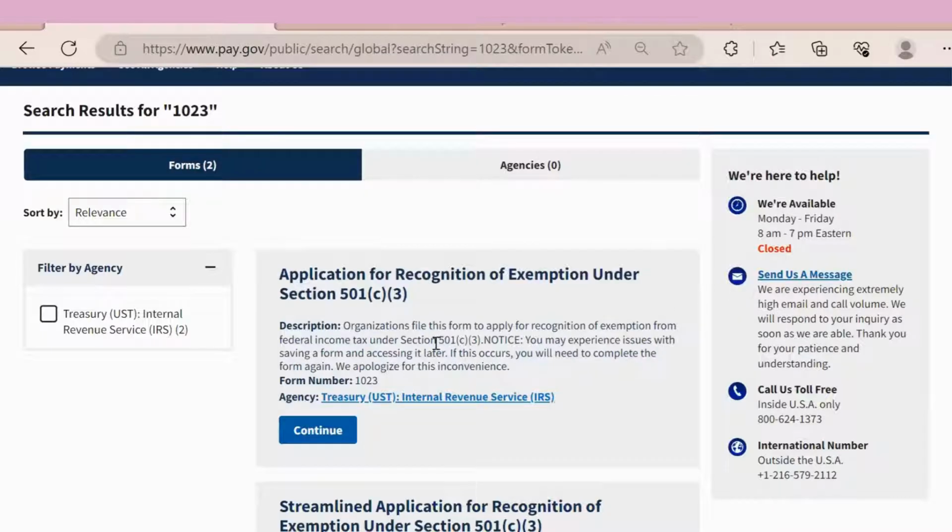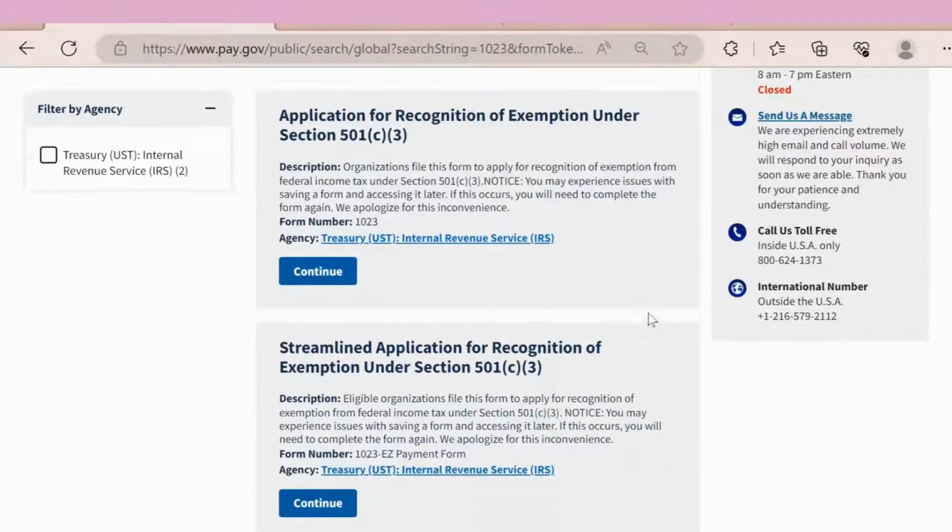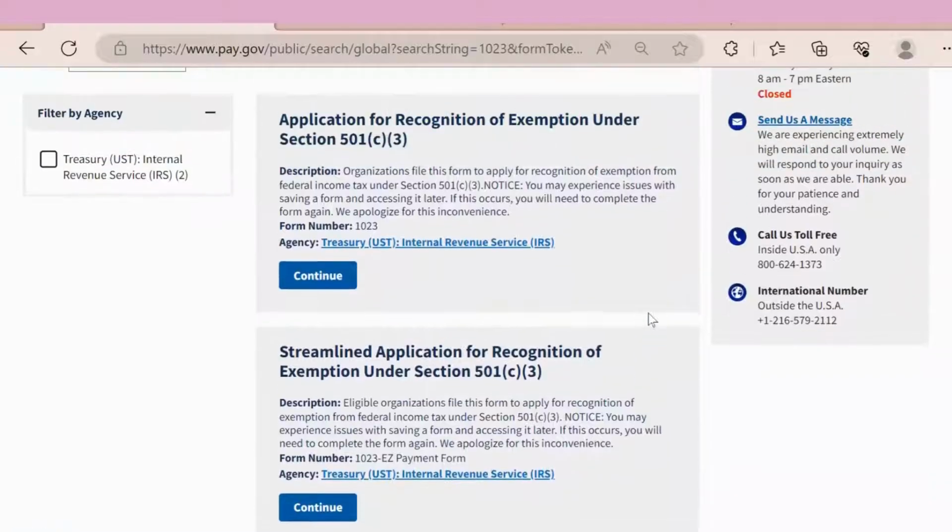So, description. Organizations file this form to apply for recognition of exemption from federal income tax under Section 501c3. Notice, you may experience issues with saving a form and accessing it later. If this occurs, you'll need to complete the form again. They apologize for the inconvenience. Okay, so we are going to continue. Select continue under 501c3.